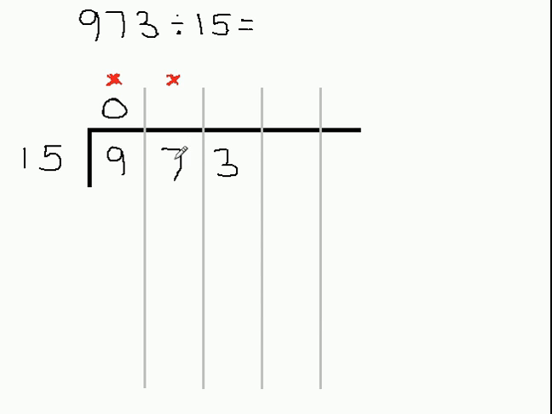Now I've got 97, because this is the last digit of the number and everything else to the left of it is part of the number. 97. How many 15s in 97? Well, there are 6 whole lots of 15 in 97. 6 times 15 is 90. Now if I do top minus bottom here, I end up with 7 here. Carry this across the dotted line, bring this 3 down to there. Okay, moving on. Next column.